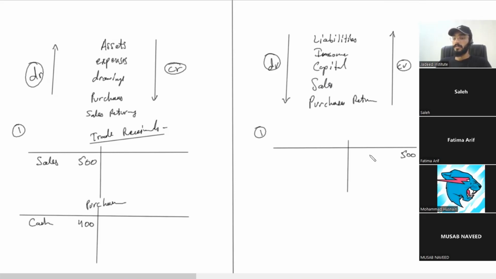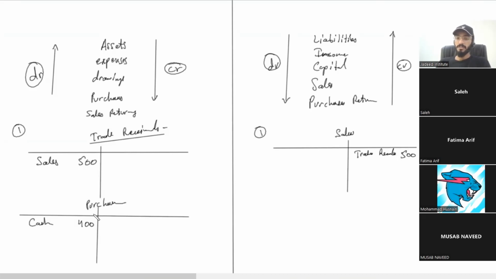What are we going to write in the details? If it's the name of a customer, we'll write the name of the customer. In this case, we don't have individual customers. We just have a full combined trade receivables account, and so we're going to say trade receivables. Does that make sense? Yes, sir. That's the idea.